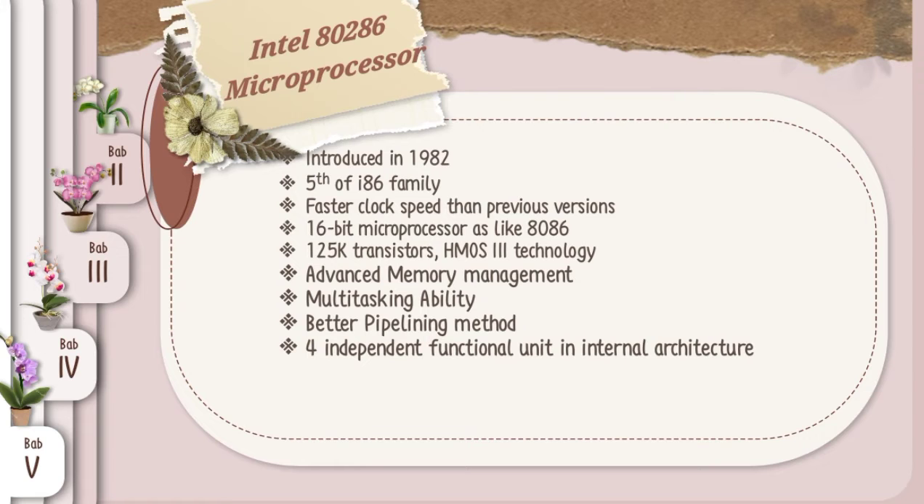Moreover, this Intel 80286 has four independent functional units in its internal architecture. It is an advanced, high-performance microprocessor with specially optimized capabilities for multi-user and multitasking systems. The Intel 80286 microprocessor has built-in memory protection that supports operating system and task isolation as well as program and data privacy.